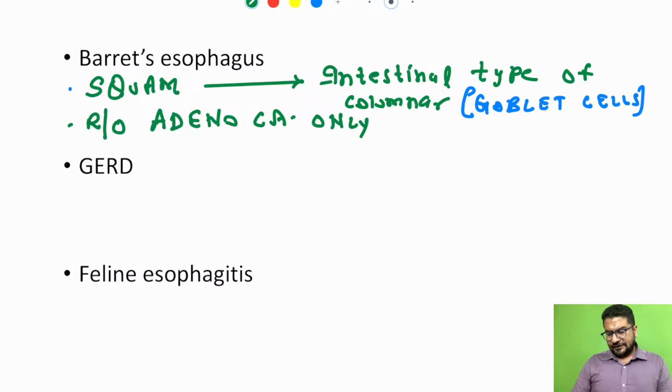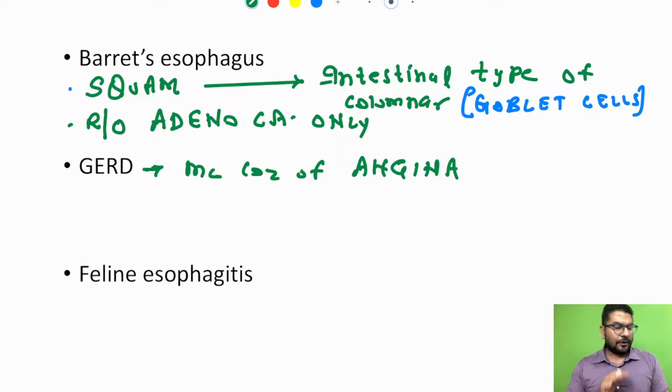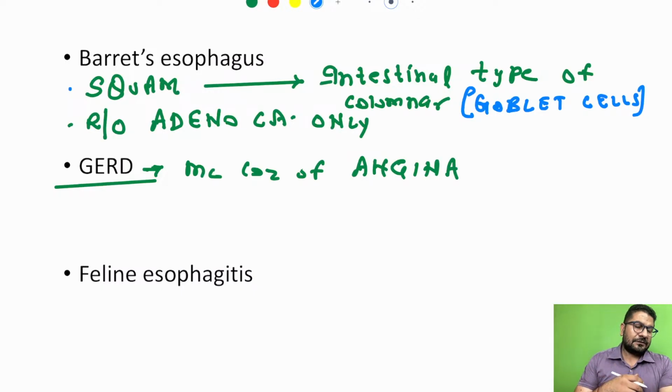GERD is gastroesophageal reflux disease. Just remember, this is the most common cause of angina. If anybody is having pain in the chest, the most common cause is not MI, the most common cause is always GERD. They ask how we can make a diagnosis. In practice we don't do much, but they ask how we make a diagnosis. We can do endoscopy, or to confirm this we can go for 24 hour pH monitoring. Treatment of choice will be PPI.